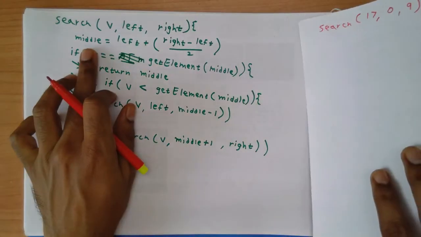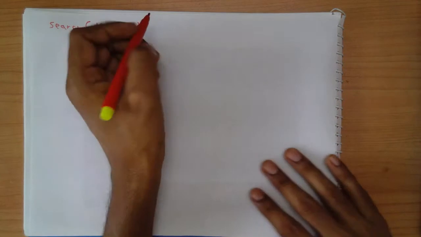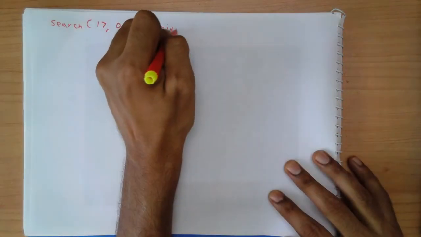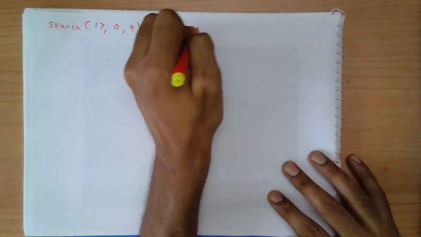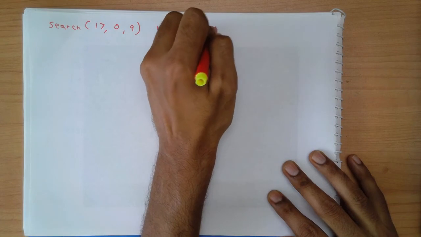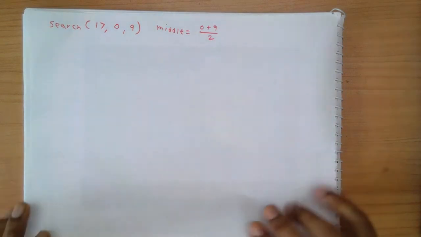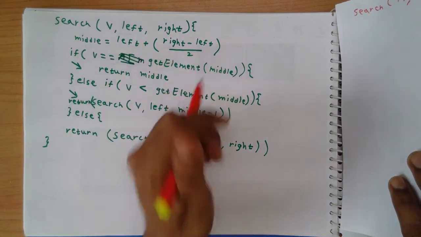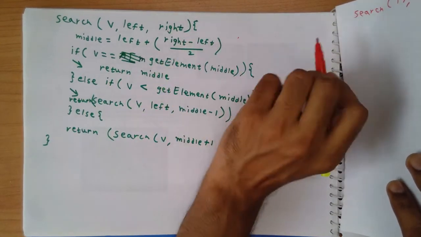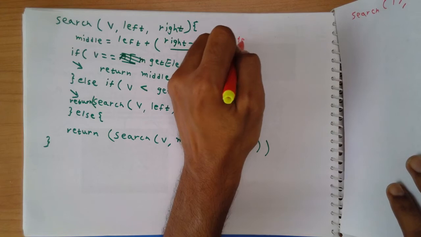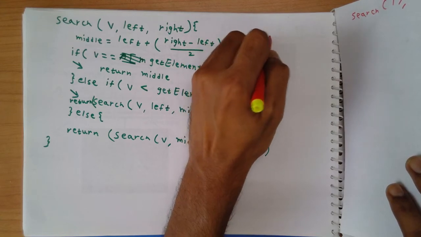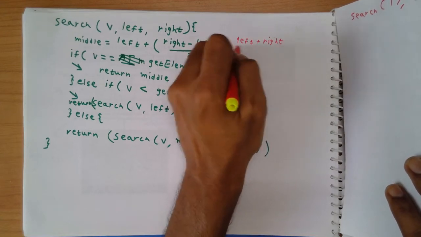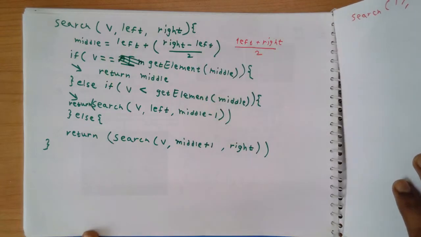And then I come inside and I compute the middle. So in this case, my middle is going to be 0 plus 9 divided by 2, right? This can also be simplified as left plus right divided by 2. That's what it is.